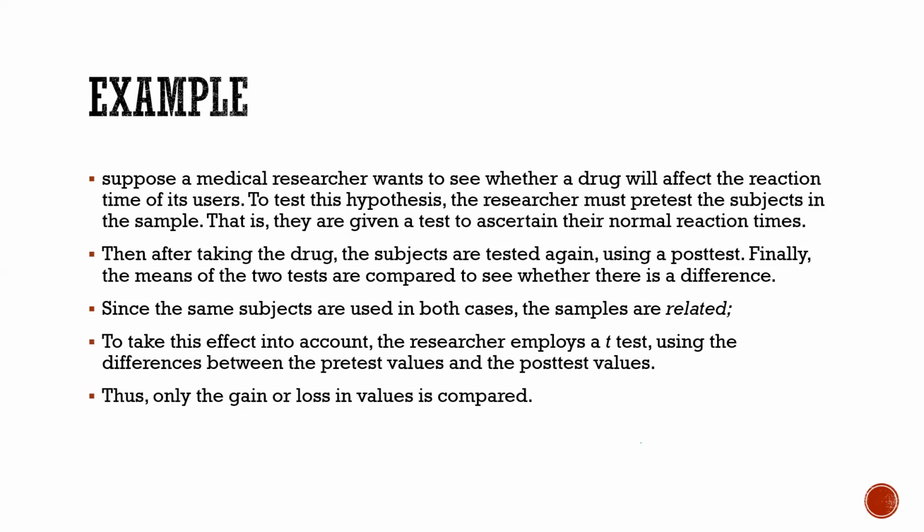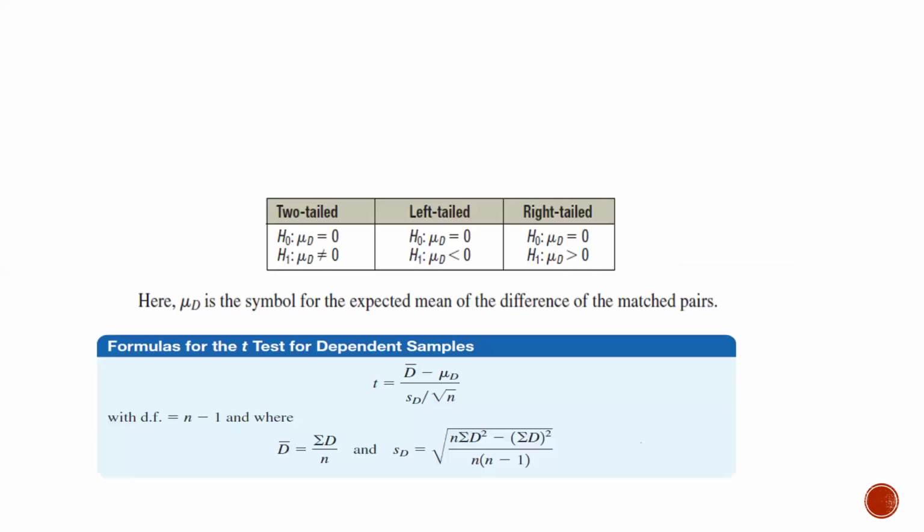To take this effect into account, the researcher employs a t-test using the difference between the pre-test and the post-test values. Thus, only the gain or loss in the value is compared. So again, in a two-tailed test, we will state in the null hypothesis that mu d, which is the symbol for the expected mean of the difference of matched pairs, is equal. And in the alternative hypothesis, we will say that there is a difference.